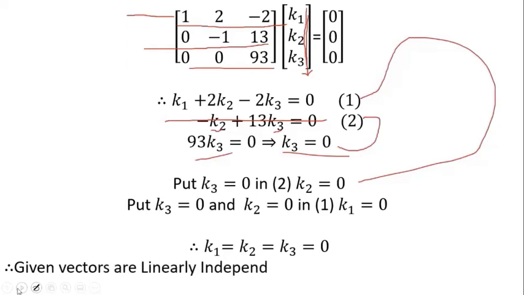So today we have learned, if a set of vectors is given, how to check whether it is linearly independent or dependent with the help of the single relation k1 x1 plus k2 x2 plus k3 x3 equal to 0. If all k1, k2, k3 are 0, then we say that the given set of vectors is linearly independent. Otherwise, it is not linearly independent.